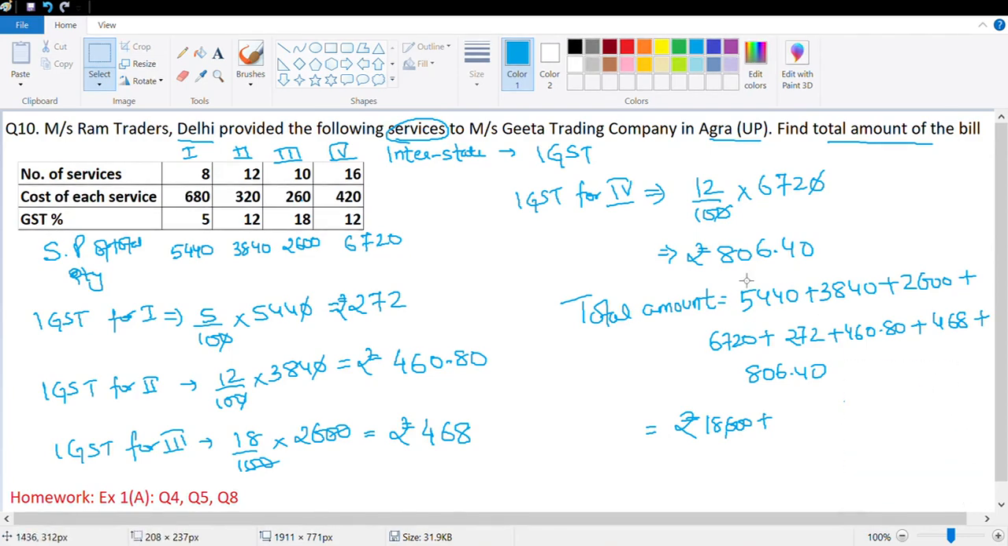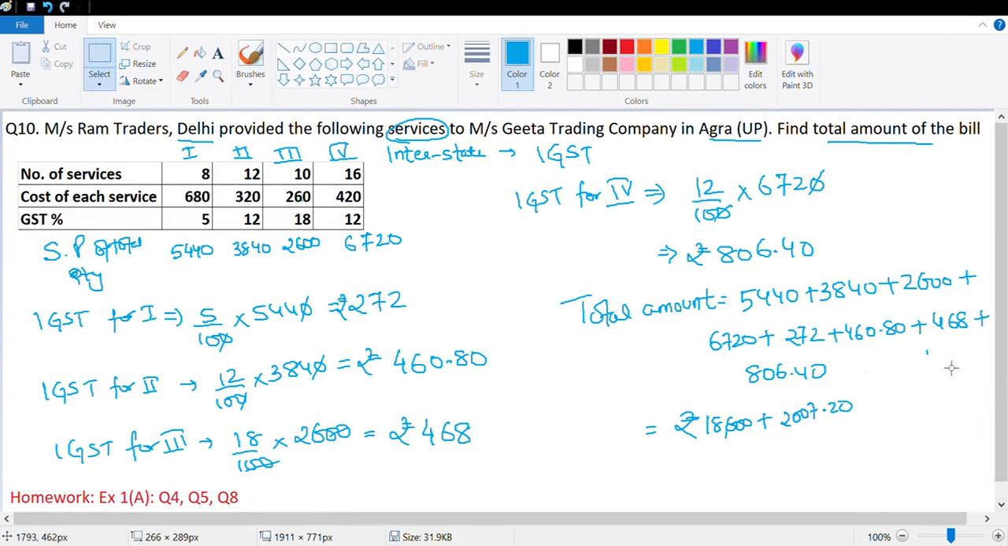And let's add the GST values separately. The GST values are 272, 468, 806.40, and one more, 460.80. Adding them up, that's 2007.20.